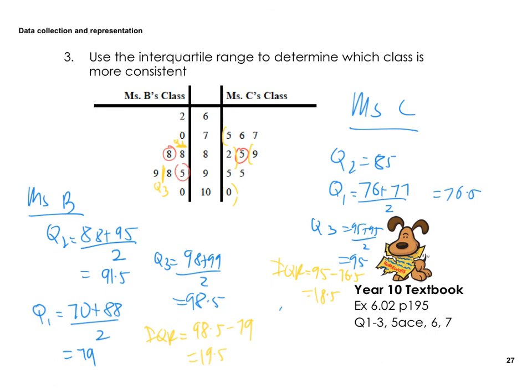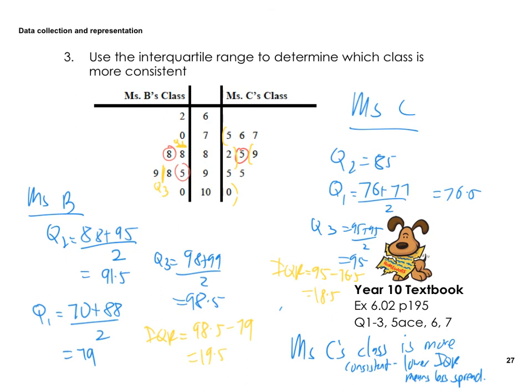Okay, so you can see they're both very, very close, but one of them is slightly more consistent. Now the lower score is more consistent, because a lower score means less spread. So we can conclude by saying Miss C's class is more consistent. Lower IQR means less spread.